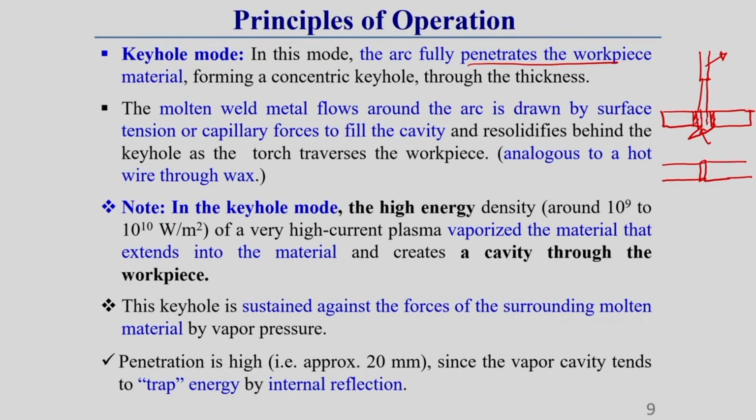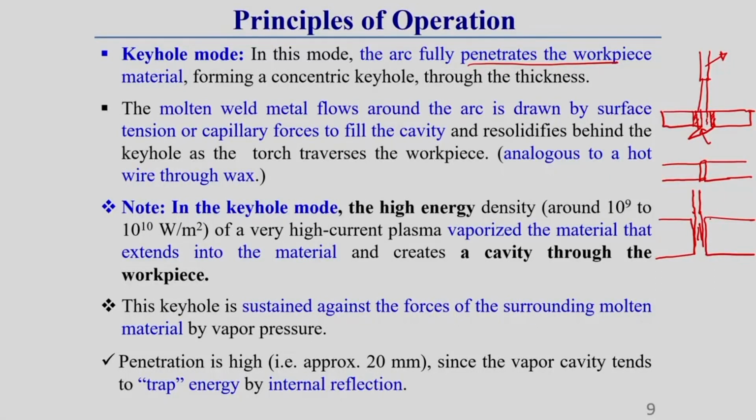Once the arc moves along the weld line, surrounding this keyhole there is molten material. How is this molten material sustained? Here I am showing a little more detail. This is the keyhole, and through this keyhole there is a constricted arc. Now, this keyhole is formed due to vaporized molten material gases. These gases have a vapor pressure, and that pressure pulls back the molten material from the keyhole region. So, once the arc is there, due to this vapor pressure, the keyhole remains as it is during the keyhole mode.